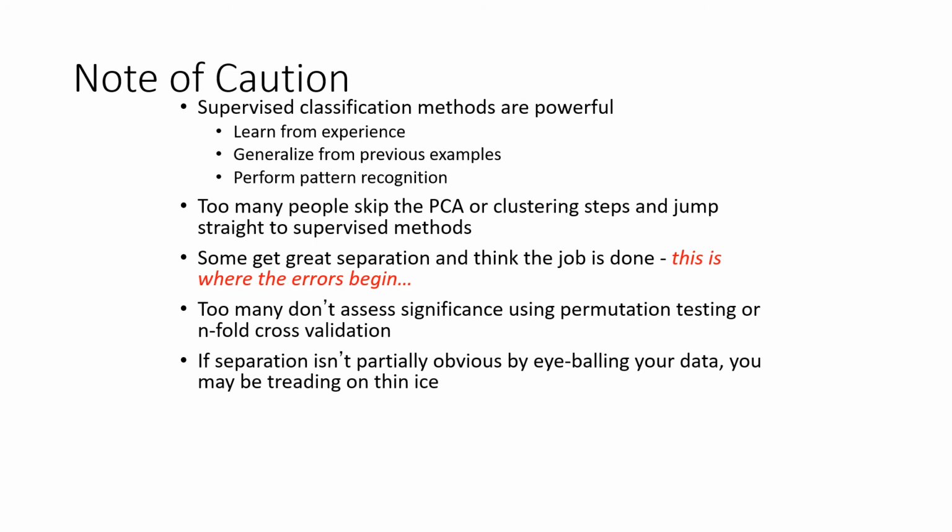Supervised classification like PLS-DA or other machine learning methods are very, very powerful. They learn from experience, they generalize from examples, they perform pattern recognition. Because they're so powerful, people have a tendency to skip the PCA or clustering or statistical methods and to jump straight to the supervised approaches. By doing this, you can potentially expose yourself to errors. You can get great separation and assume your job is done. If you haven't done significance testing, if you haven't done permutation testing or cross-validation with R-squared or Q-squared, you could be sinking yourself into a deep hole or crossing on thin ice.